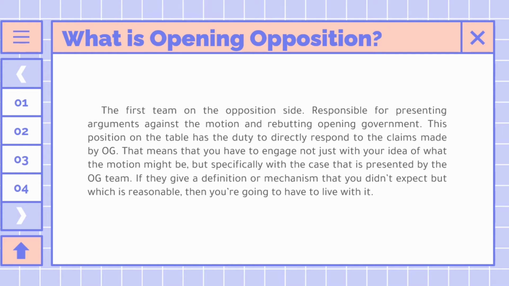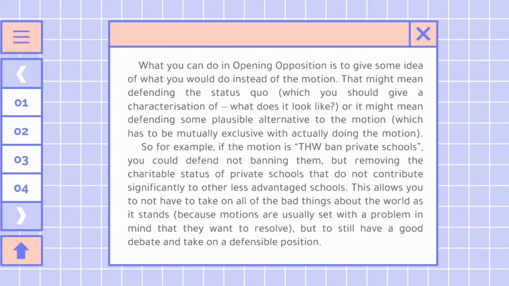What is opening opposition? The first team on the opposition side, responsible for presenting arguments against the motion and rebutting opening government. This position on the table has the duty to directly respond to the claims made by OG. That means that you have to engage not just with your idea of what the motion might be, but specifically with the case that is presented by the OG team. If they give a definition or mechanism that you did not expect but which is reasonable, you are going to have to live with it.